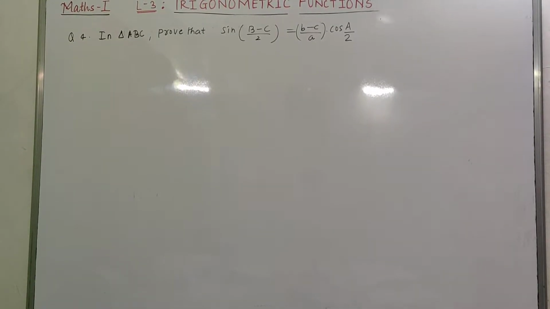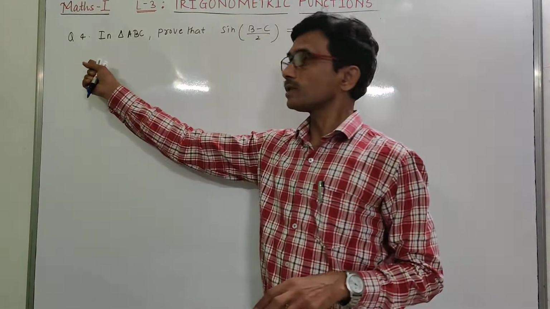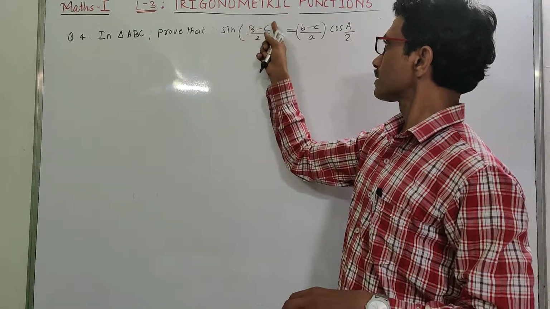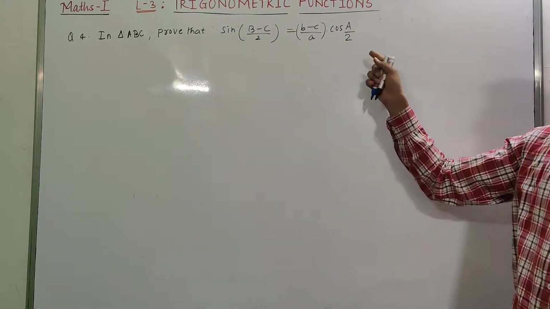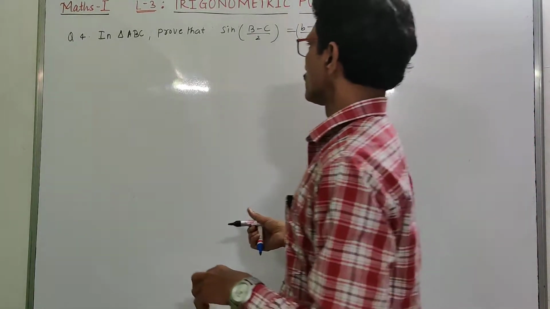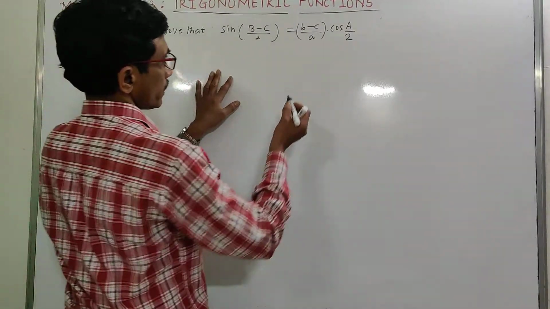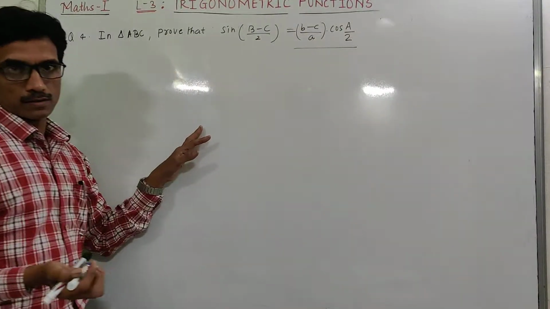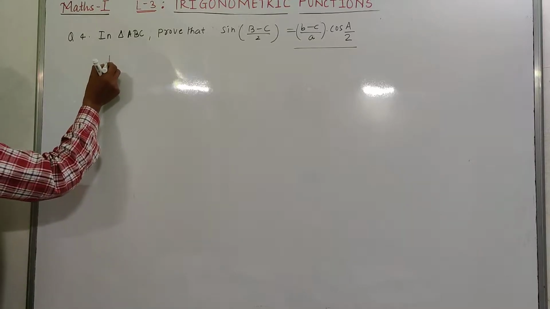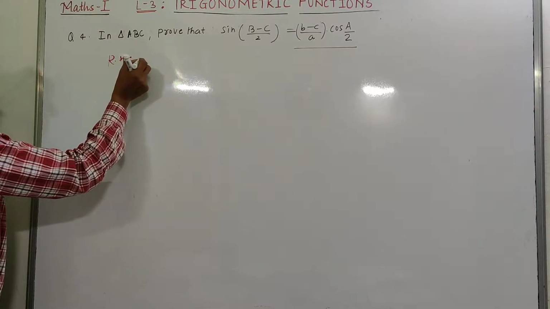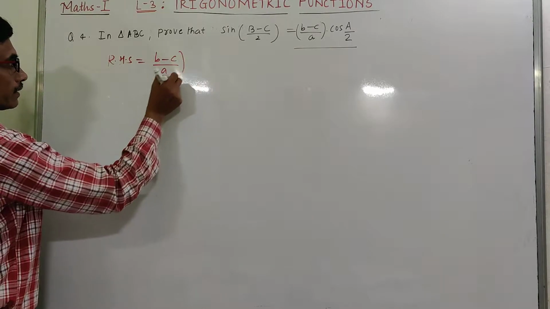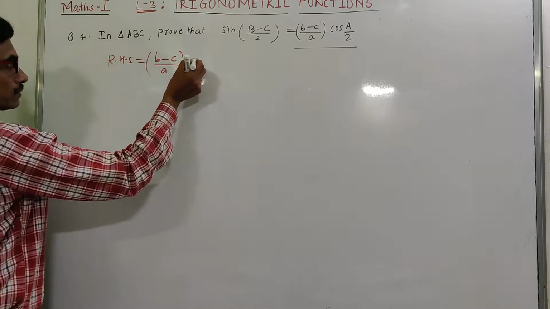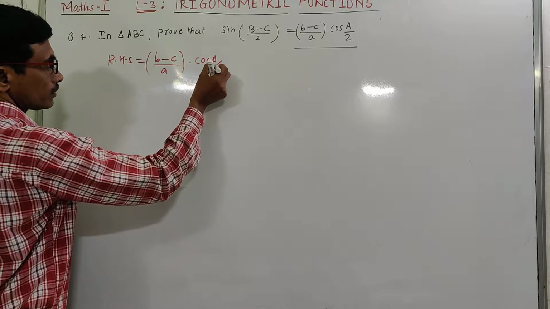Question number 4. In triangle ABC, prove that sine of (B minus C) upon 2 is equal to (b minus c) upon a into cos of A by 2. So to prove this, we consider the RHS. RHS is equal to (b minus c) upon a into cos of A by 2.